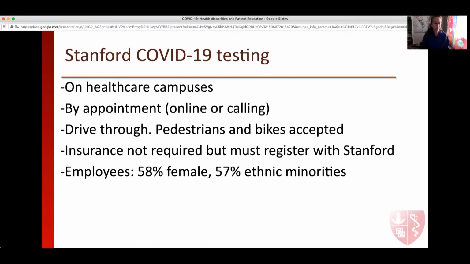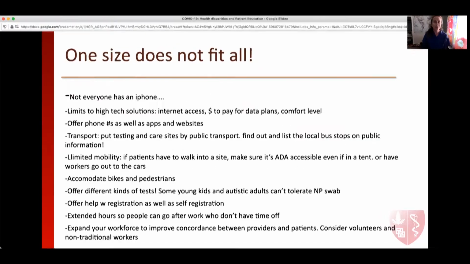You do not need insurance. Stanford is a pretty diverse employee population. 58% of employees at Stanford are female and 57% are ethnic minorities. So we're relatively diverse, but we know California itself is even more so. So I'm going to address testing and health disparities specifically. And I think it's really important to realize that one way of testing is not going to meet all patients' needs.